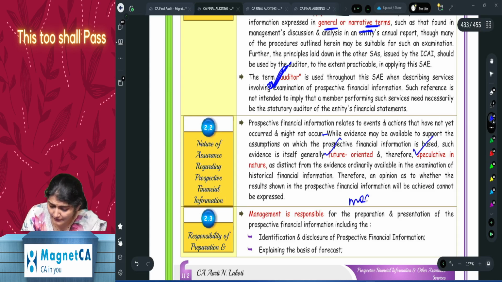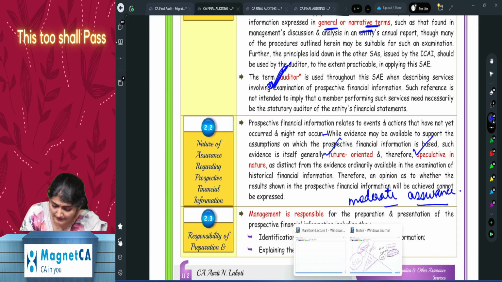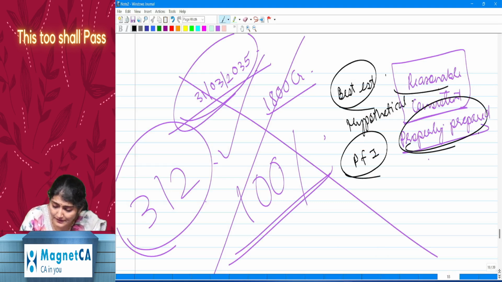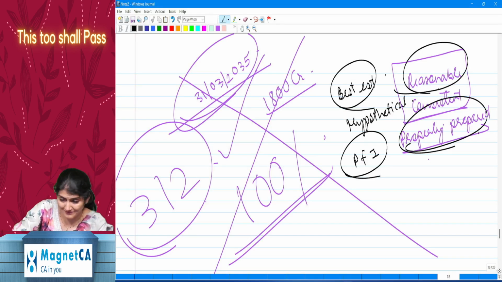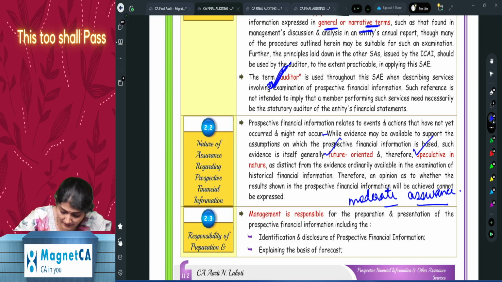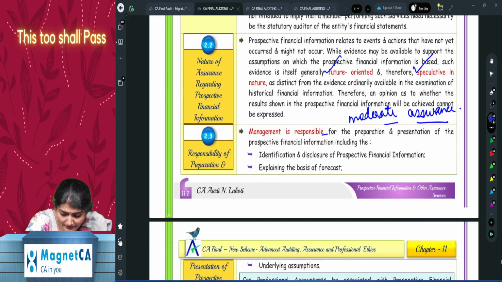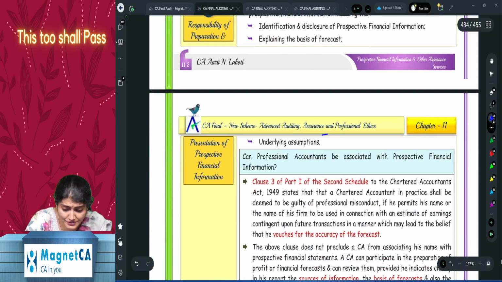That is why, again, what did we say? What is the assurance? Moderate assurance, which is again given in the form of a negative assurance. Nothing has come to our attention that causes us to believe that the assumptions are not reasonable. That means what? That the assumptions are reasonable. Okay. Whose responsibility is it to prepare the prospective financial information?